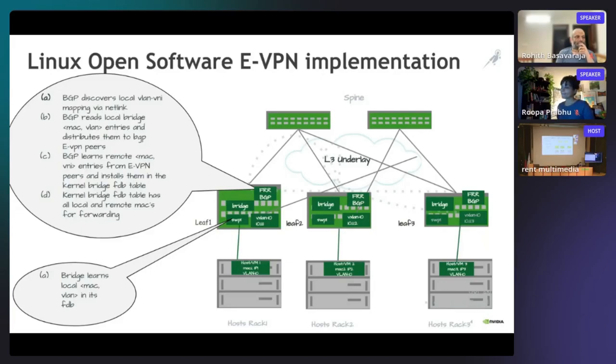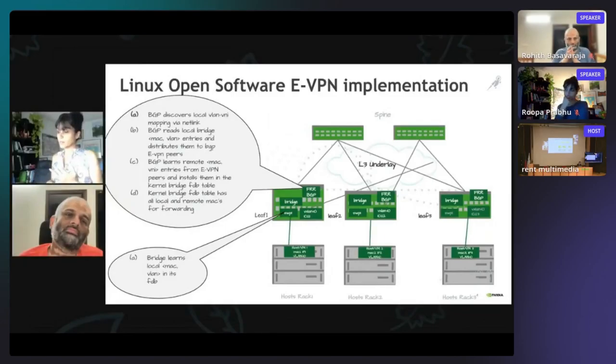The gist of the EVPN protocol is that the Linux bridge learns local Mac VLANs on its locally connected ports, and BGP listens to it. The FRR BGP implementation listens to this via netlink and distributes them to its peers and other BGP nodes on leaves. When you receive Mac VLANs from other nodes, FRR BGP in turn installs those as remote Mac VLANs into the Linux bridge. This pattern is done for the Linux bridge FDB and the VXLAN FDB. It goes the same for routes and neighbor entries and so on.